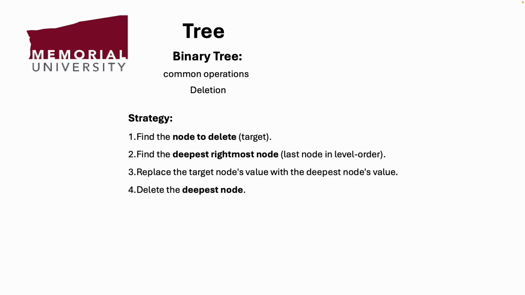If we want to achieve the complete-like structure, here's the strategy we're going to apply. First, find the node to delete. It means find the target node. Second step is find the deepest rightmost node. It's the last node in the level order. Third, replace the target node's value with the deepest node's value. Last step is delete the deepest node.